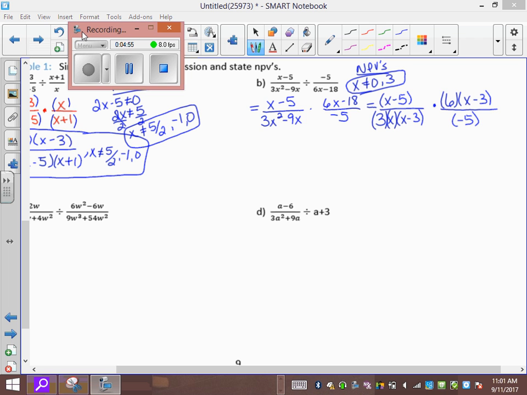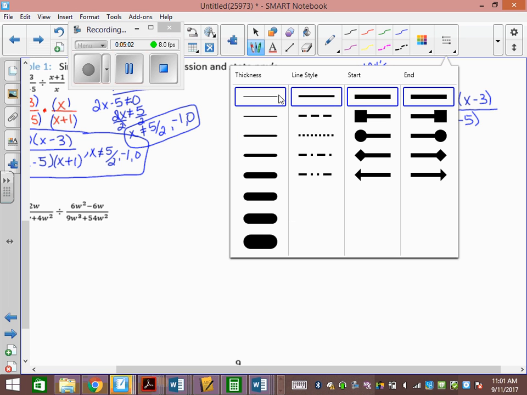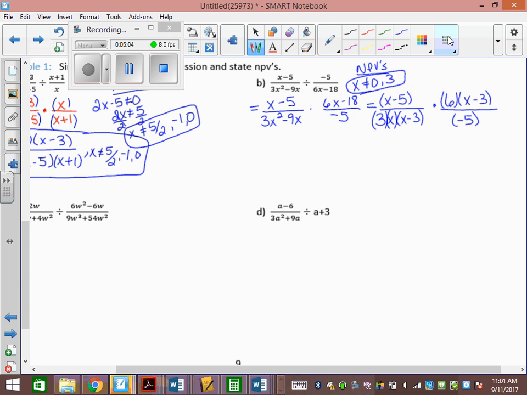Okay. So now I can do what? Cancel. What's common to the top and the bottom? Ooh, x minus 5 and negative 5. I've canceled the negative 5s off. No, stop. Don't do that. So, x minus 3, x, yes. 3 and the 6, what can I take out? 3. Someone said 2. That scared me a little. Okay, 3 divided by 3 is 1. 6 divided by 3 is 2.